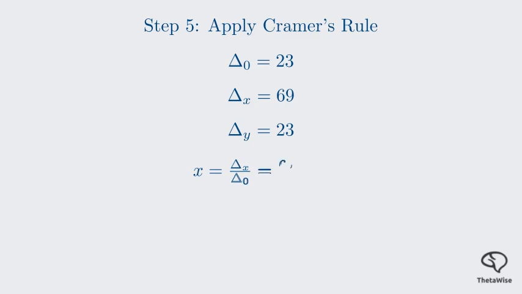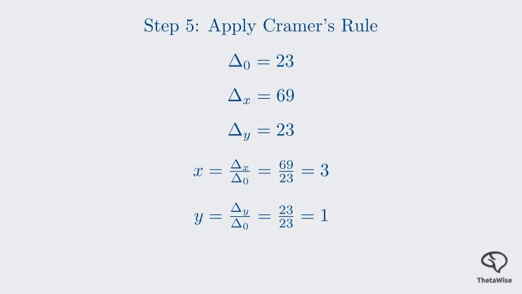Here are our new determinants. Delta sub 0 is 23, delta sub x is 69, and delta sub y is 23. We calculate x by dividing delta sub x by delta sub 0. This is 69 divided by 23, which equals 3. This is the exact same x value as before. Next, we calculate y by dividing delta sub y by delta sub 0. This is 23 divided by 23, which equals 1. This is the exact same y value as before.